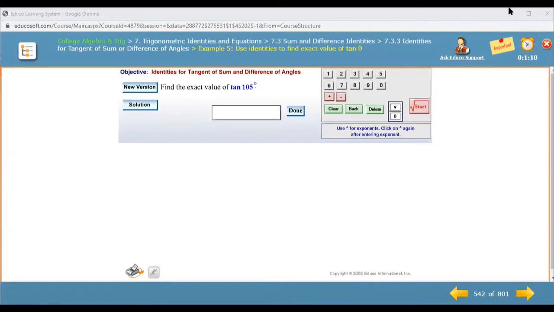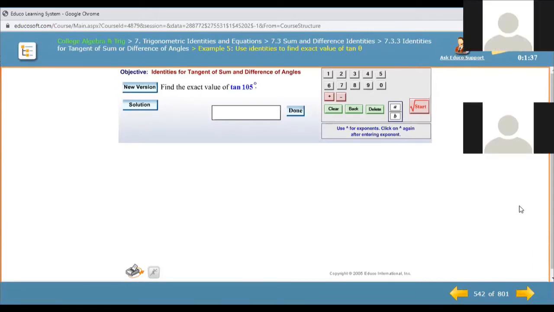If you look, I have received a lot of questions regarding tangent. I'm going to elaborate right now. When we have a question regarding tangent, what do we do in that case? As you all see on the screen, there's a question saying, find the exact value of tangent 105 degrees.